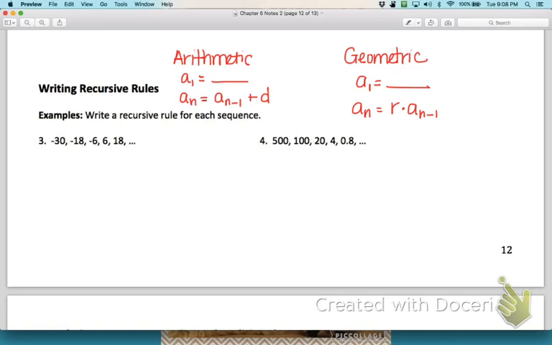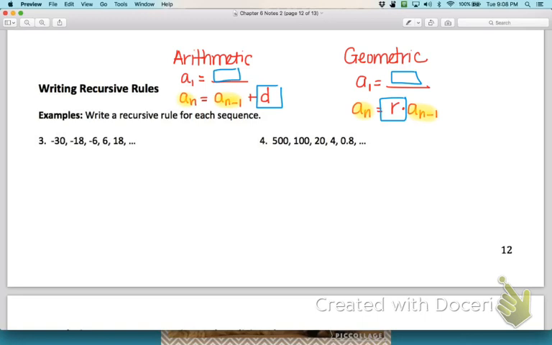Here are the parts that are never going to change. This is going to stay A sub n. This is going to stay A sub 1. Same thing over here. So the only places that we are going to substitute values are, in this case, for d, and in this case, for r. And then we have to tell what A1 is equal to. That's the only information you have to know. We don't have to do any other work or any other steps. So these rules are actually easier to write than the other ones.